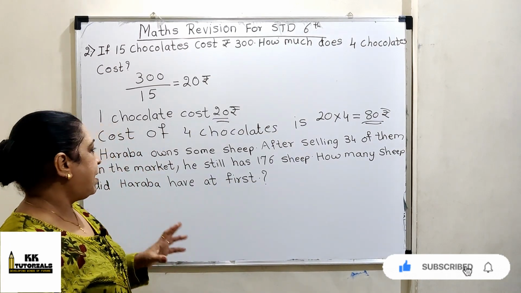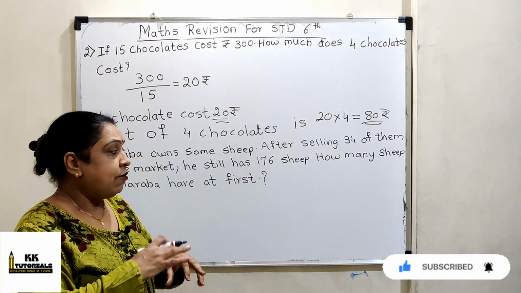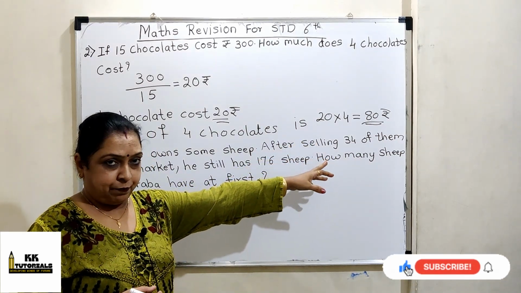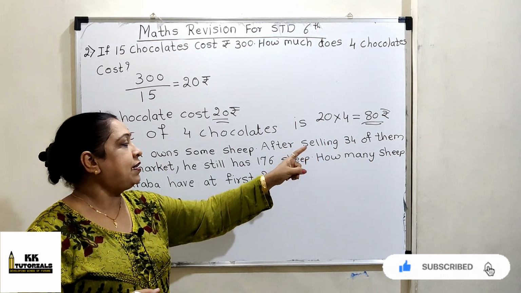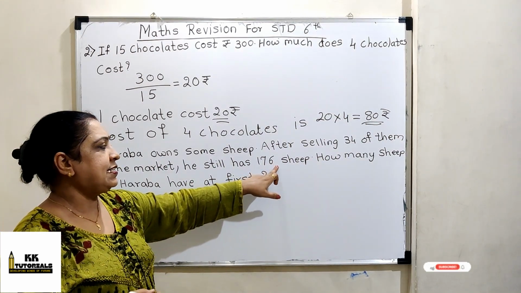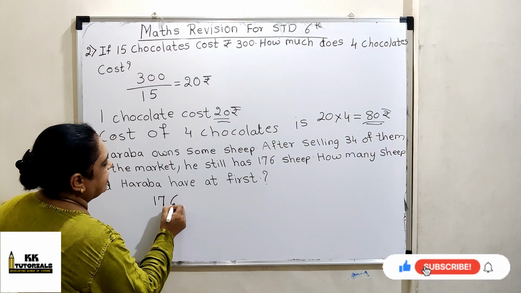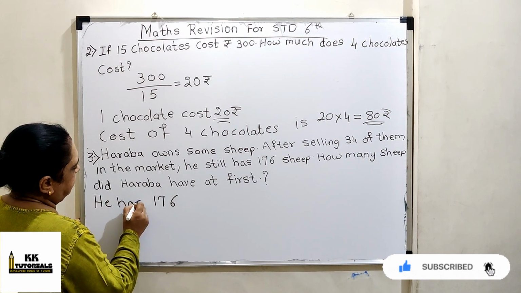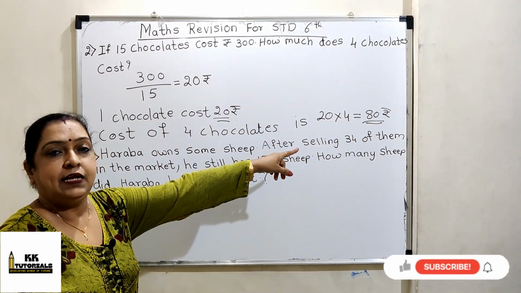What do you mean by this? Harappa has some ships. Okay. And from those ships, he sold 34 of them. But still he is having 176. And what they have asked is, how many ships did Harappa have at first? So now he is having 176 with him. He has 176. He sold how many? 34.